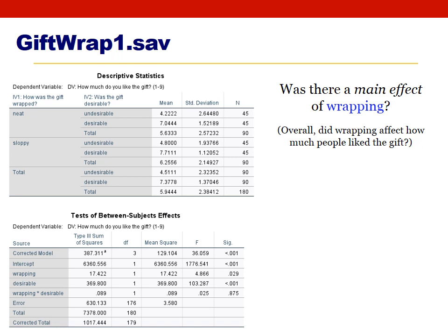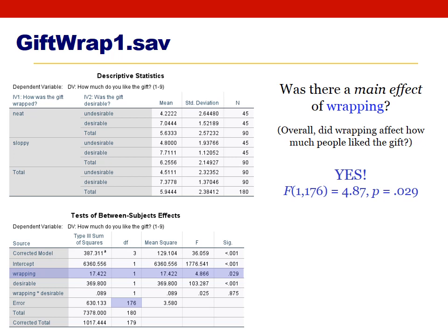Notice the 3 rows in the middle of that table. We have one row for each of our independent variables. So there's a row called wrapping and there's a row called desirable. Below that, we have a row with both of our independent variables, wrapping times desirable. That's the row that tells us about our interaction. We'll come back to that one. For now, since we're testing for a main effect of wrapping, we want to look at the row titled wrapping.